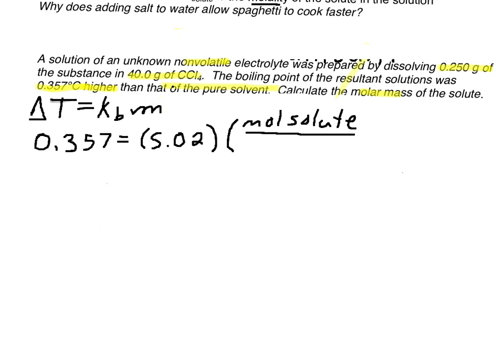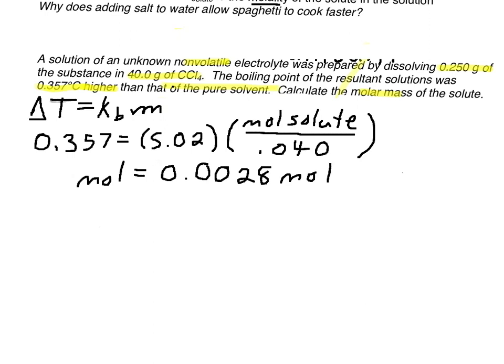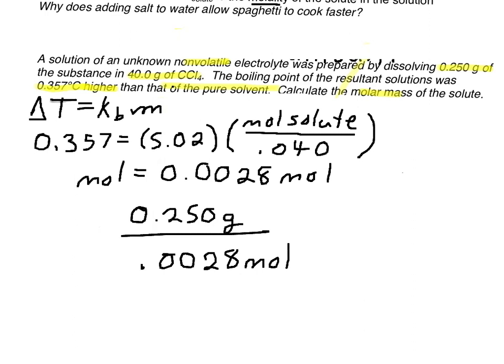Remember, molality is moles of solute over kilograms of solvent. Alright, and so we have moles of solute over 0.04 kilograms of our CCl4. If we go through and solve for this, we end up with our mole value being somewhere around 0.0028 moles of our unknown solute. And since we know the grams of the solute was 0.25 grams, and we know the moles of the solute now, and we know that molar mass is grams per mole, we can just take grams divided by moles, and we get the molar mass of the solute, about 89.3 grams per mole.